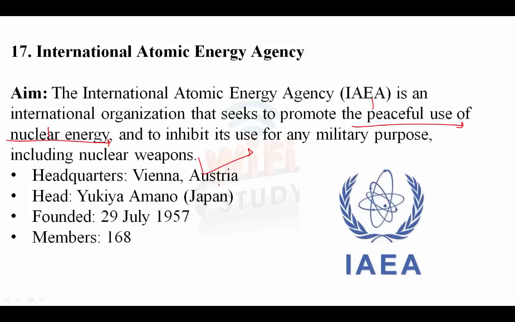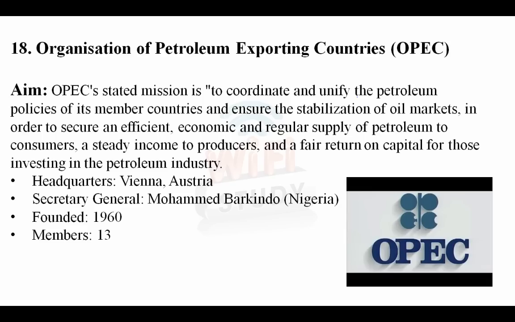Its head is Yukiya Amano, who is from Japan, and this organization was founded on 29 July 1957, and there are 168 members of this organization. Okay, so this is an important organization, friend, and you need to remember its headquarters, its head and its formation date. Now let's see another one, that is Organization of Petroleum Exporting Countries, that is OPEC.